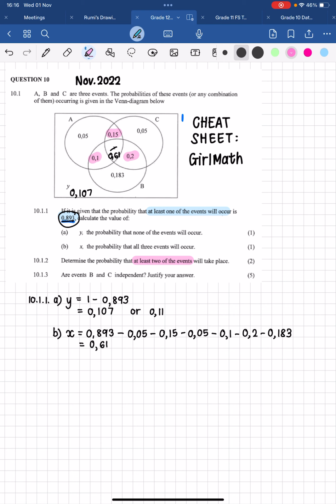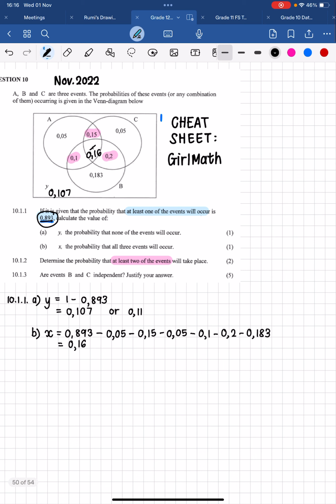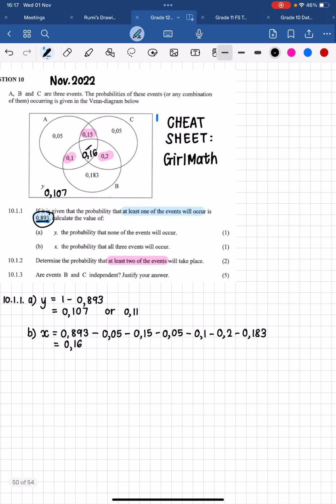Answer is 0.16. Oh, yes, you're right. Sorry. Absolutely. Thank you so much. I swapped them around. Thank you. 0.16. Right? Okay. Are we all with what's happening? I just made a mistake there. I just swapped my numbers around. Sorry about that. Okay, so back to what we were doing.